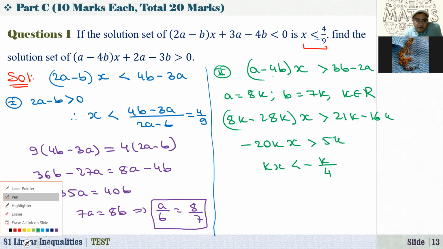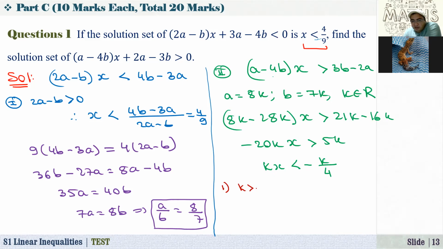So now I need to actually consider two cases here. Number one is, again, first one is, what is it? K is greater than 0. If K is greater than 0, the solution will be X is less than minus 1/4. Okay, that's the solution of this system. And actually using this one, I can just write anything for A and B.